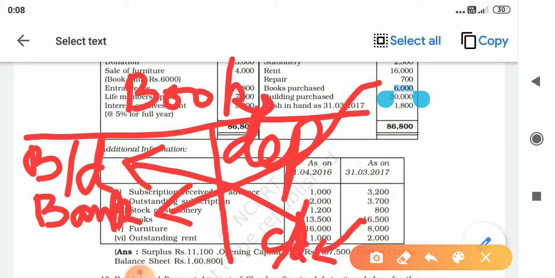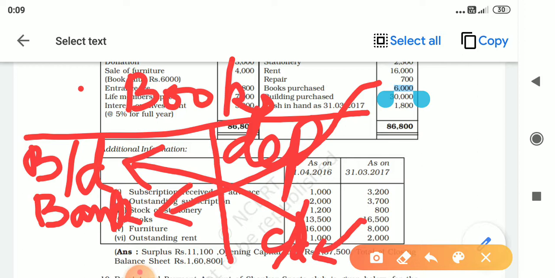Now you may say, madam, the balancing figure can also be sales. If it is sales, children, it would have been reflected in receipts and payment account. But it is not reflected. Sales means we would have received cash or bank. It is not appearing. So it is depreciation.